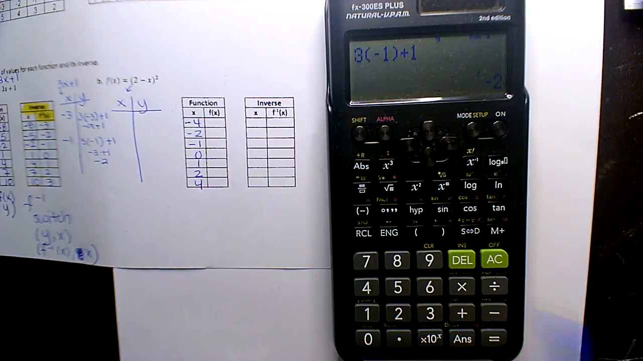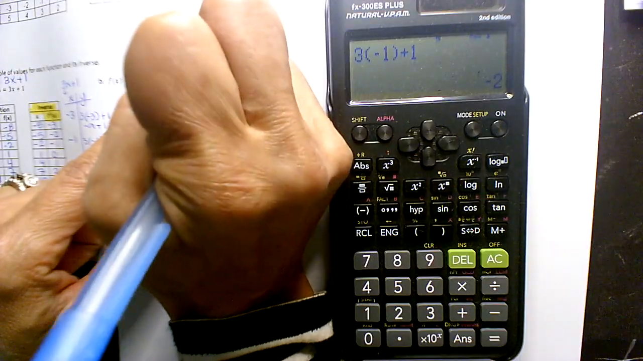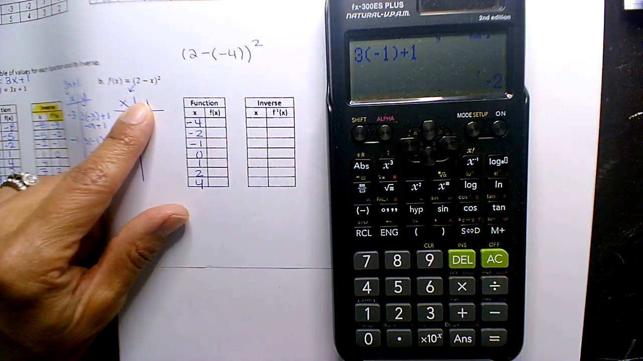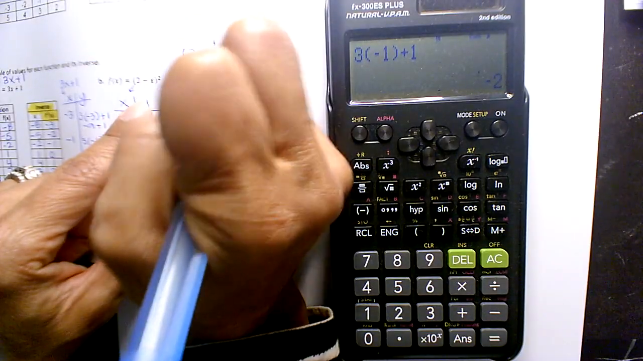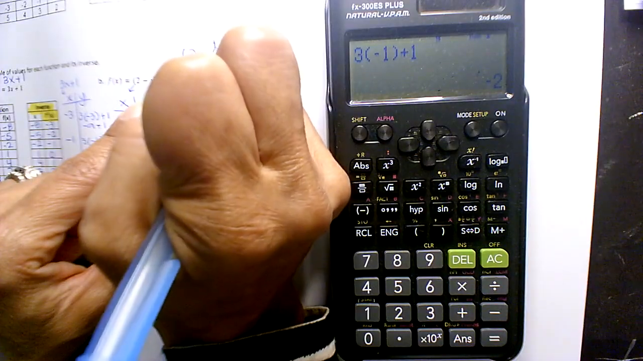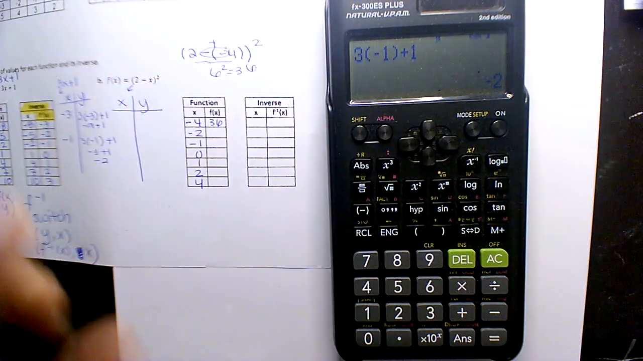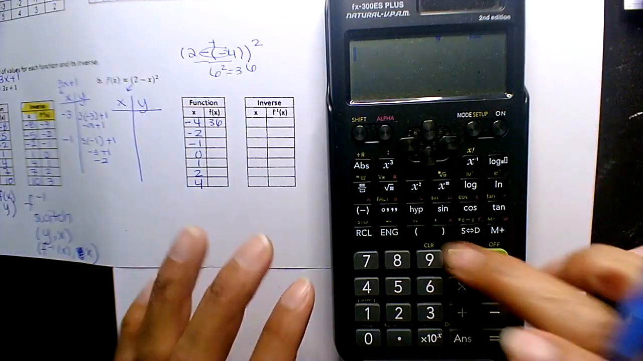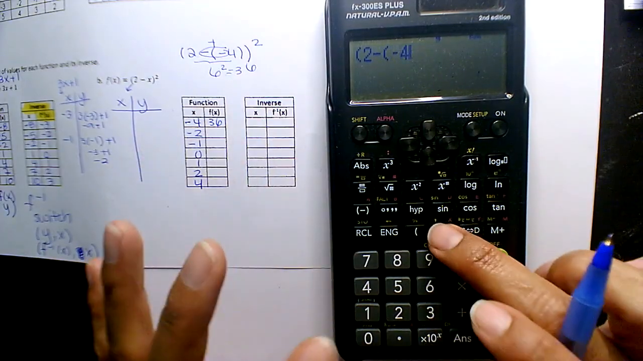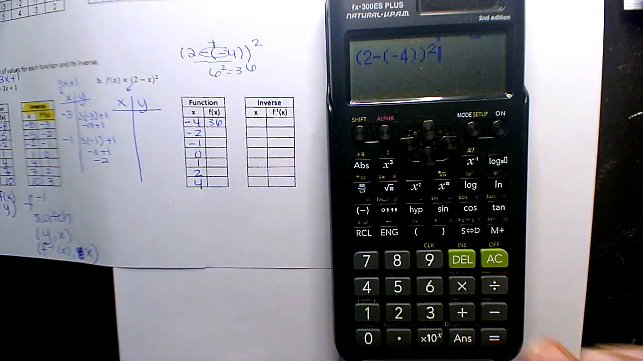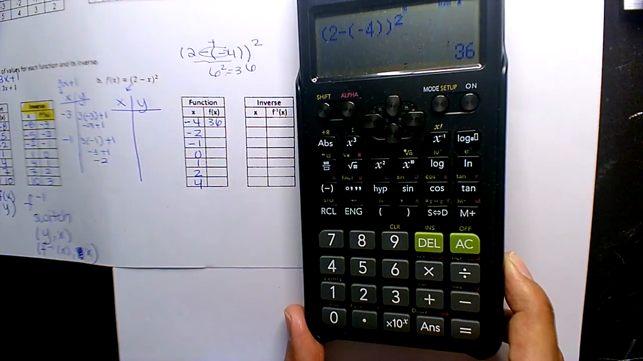If you get the negative 4, it's 2 substitute negative 4 squared. So technically this is a positive, right? So 2 plus 4 is 6, squared is 36. So this is positive 36. And then you can prove it by 2 minus a negative 4 in parentheses squared, and you get 36.